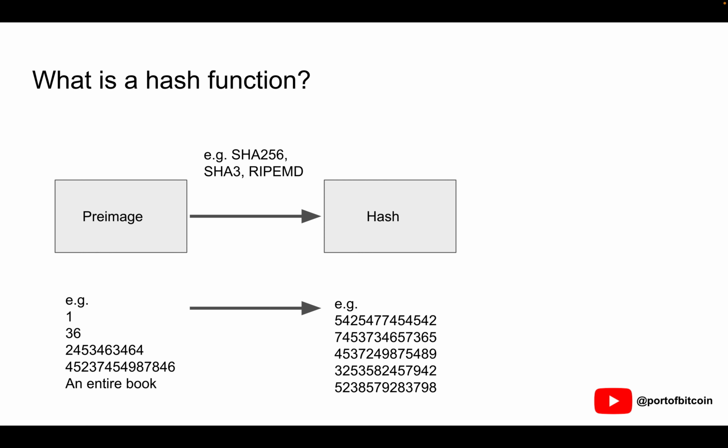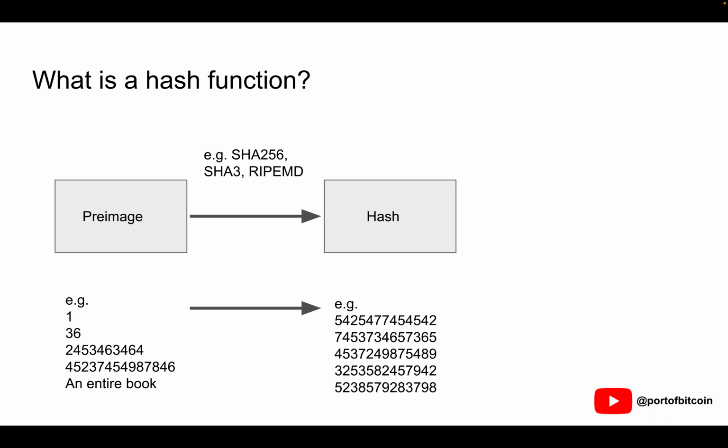Some examples of hash functions are SHA-256, SHA-3, RIPEMD, and hash functions are used all over Bitcoin. They're a really useful cryptographic primitive. A key aspect is that it's one way. So if you are given the output of this function, the hash, you cannot calculate what preimage generated that hash. You cannot invert the hash function.